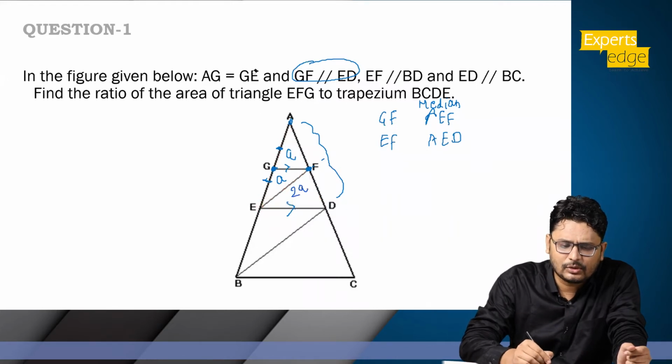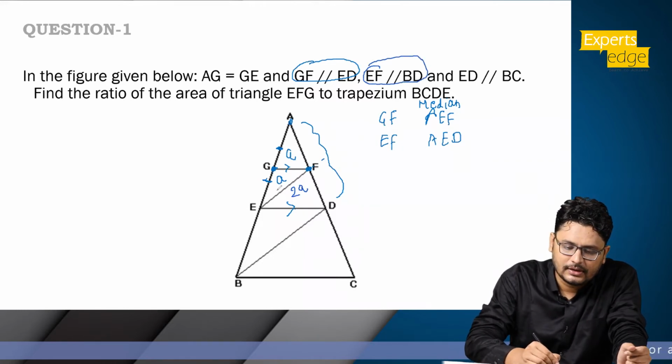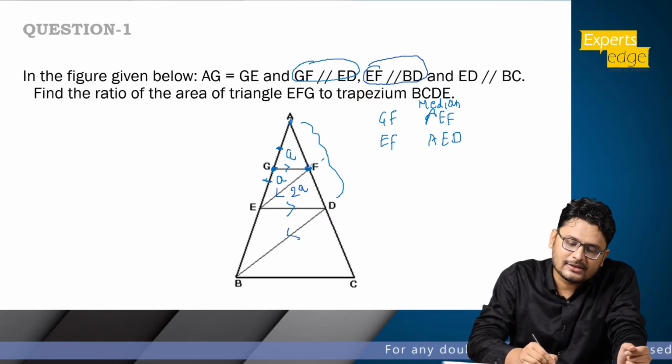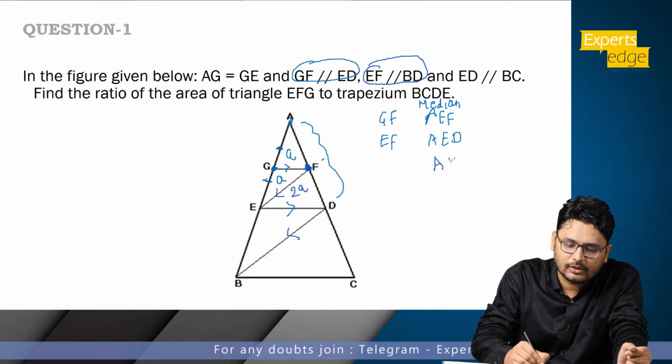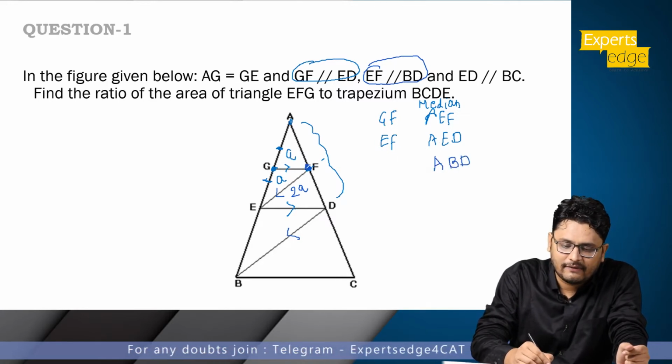See again, which two lines are parallel, given. EF is parallel to BD, right? So this EF is also parallel to BD. Okay? So if EF is parallel to BD and F is a midpoint of AD, then in triangle ABD I am talking. Okay? In triangle ABD, F is a midpoint.